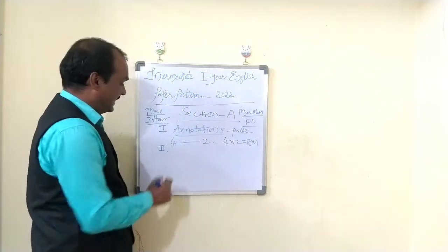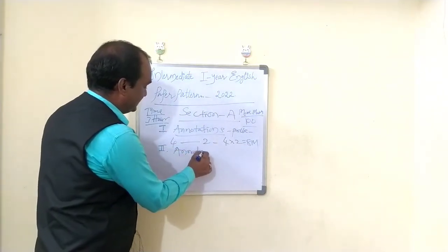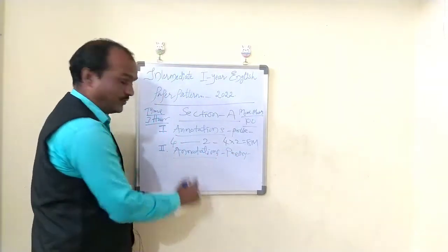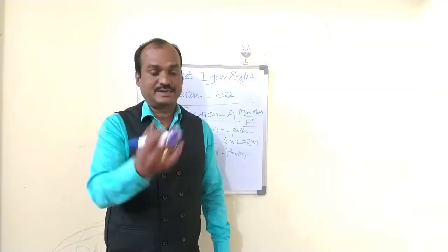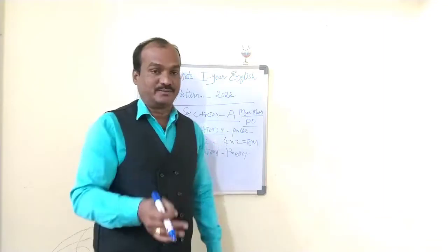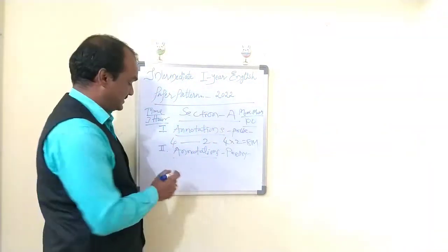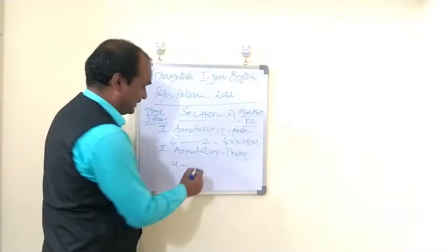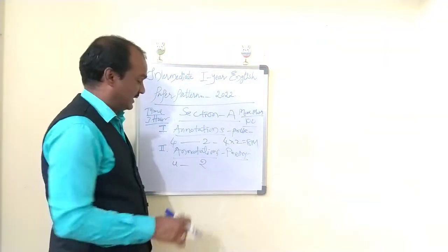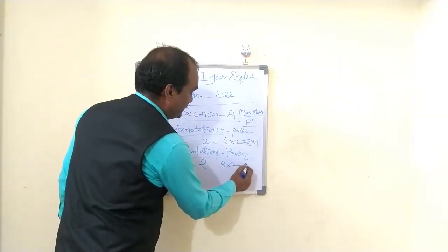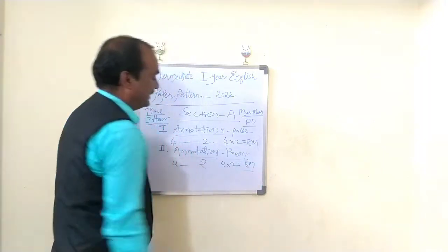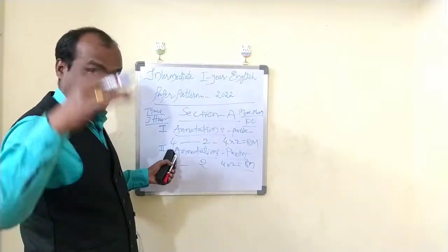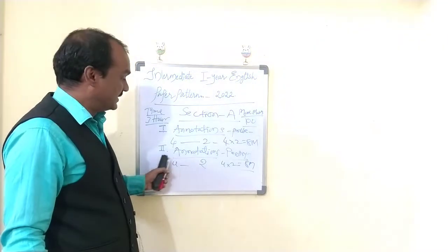Next, the second is annotations from poetry. Here 4 lines of the poem from your reading text will be given, which means 4 annotations from poetry, and you need to write any two of the four. Each carries 4 marks, 4 into 2, so you will get 8 marks over here. Annotations from prose, 4 will be given, we need to write any two. And the second, bit number 2, is annotations from poetry.